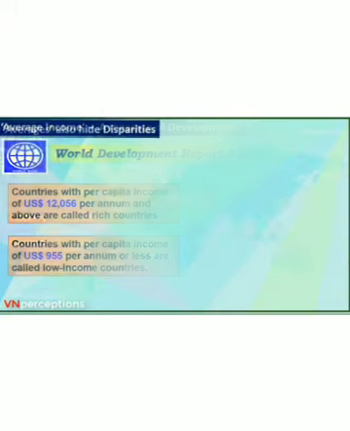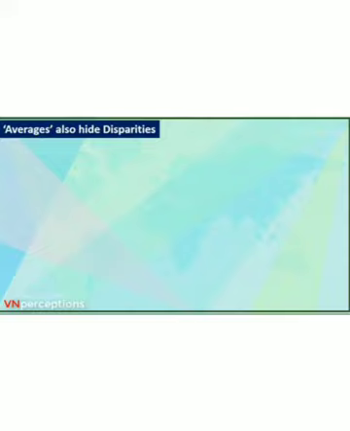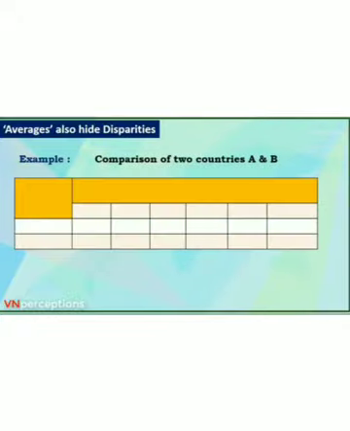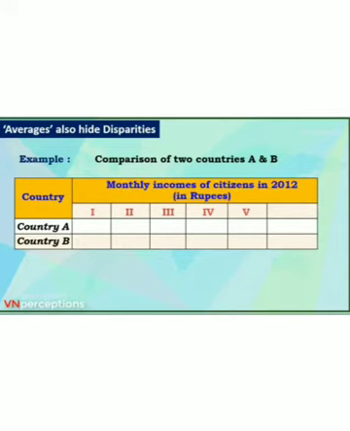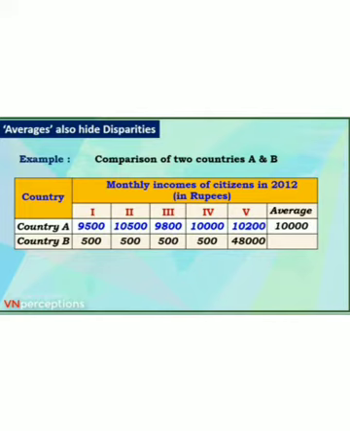So we are talking about averages. Averages have drawbacks. They hide disparities. So let us understand. Suppose I take two countries, A and B. When it comes to A, this is the total income, and if I take the average, it comes to 10,000. Then country B also comes to 10,000. But see the distribution. The distribution in A is almost equal, but in B it's not like that. In B there is unequal distribution of income. Understood? But the averages are the same. So that's why it is said that averages hide disparities.